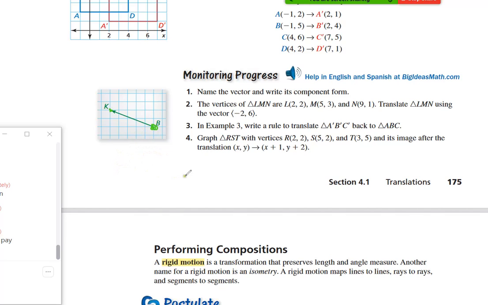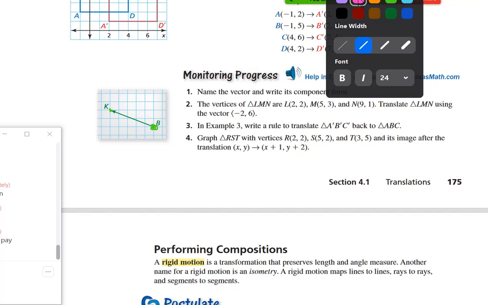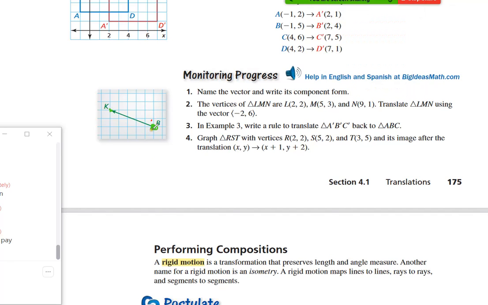It means a vector. So if I'm starting at B and going, I should use another color since it's already green, I'm going 1, 2, 3, 4, 5. This was 5 in the negative direction and 2 in the positive y direction. So that's negative 5, 2.